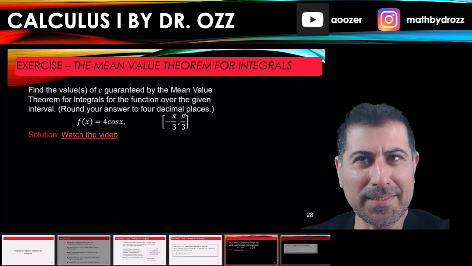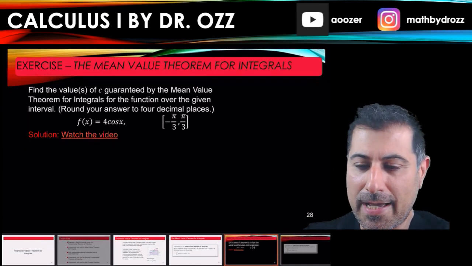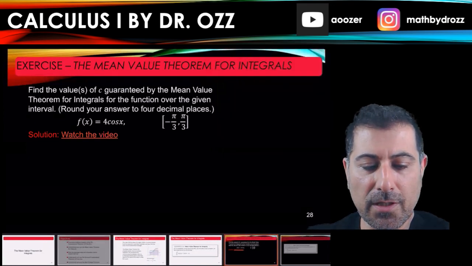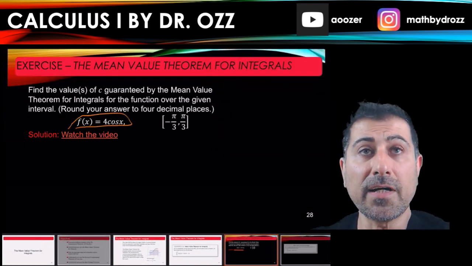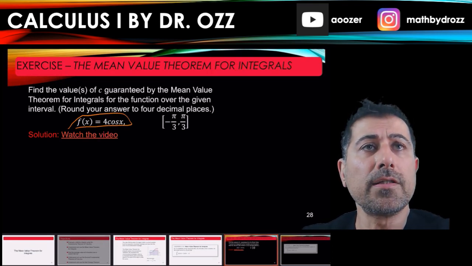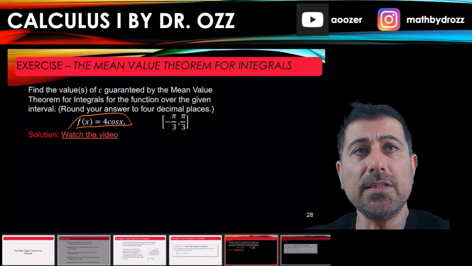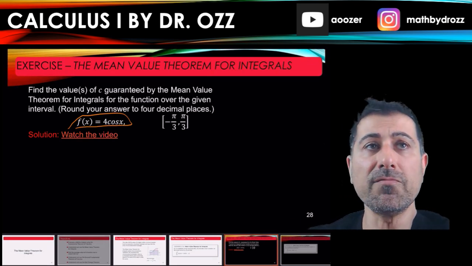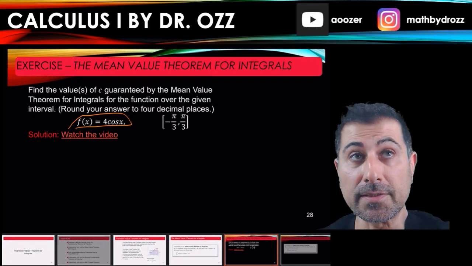And here's one quick example I want to go through with you. Let's check this out. You have the function 4 cosine x defined on the interval negative pi over 3 to pi over 3. The question is asking you to find the c or c's guaranteed by the mean value theorem for integrals.